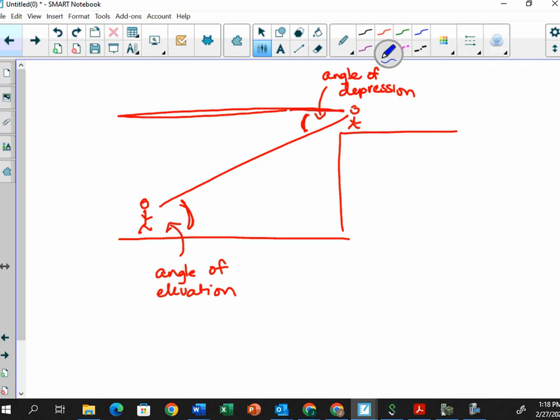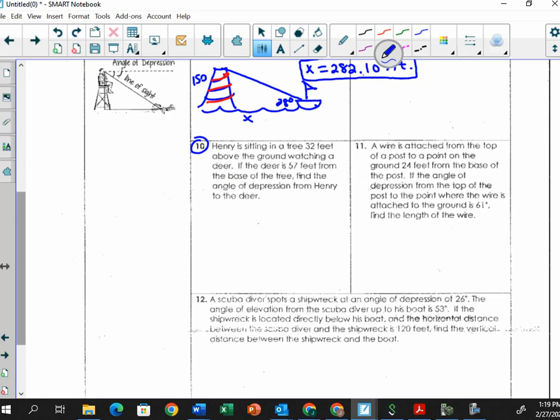Parallel lines and a transversal cutting. Alternate interior angles are congruent. Let me go through 10 real quick, guys. We have a tree. I can't draw a deer. Guys, what did you get for number 10?